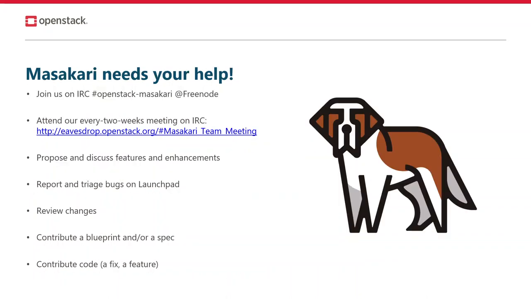And Masakari needs your help. So join us on IRC on the openstack-masakari channel at Freenode. Attend our every 2 weeks meeting on IRC. I try to not say bi-weekly, because bi-weekly may mean twice a week. Propose and discuss features and enhancements. Report and triage bugs on Launchpad. Review changes. Contribute a blueprint and/or a spec. Contribute code, a fix, a feature. We welcome any kind of help. Make our Patreon, logo, hero, St. Bernard happy.